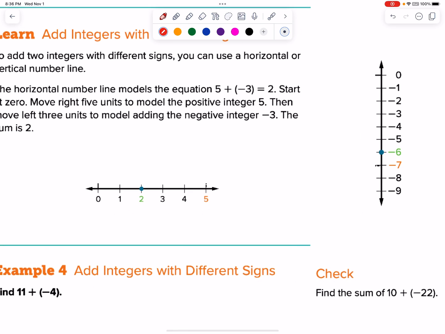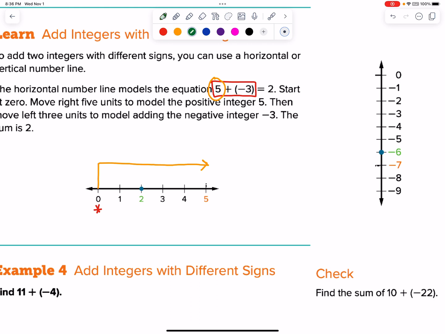So if we had something like 5 plus a negative 3, remember to represent it, we're always going to start at, do you remember? If you said 0, you're right. Okay, so start at 0 and represent the first number. The first number is 5, so we're going to represent it by going up. We're going to go over 5 with our arrow to show that and stop.